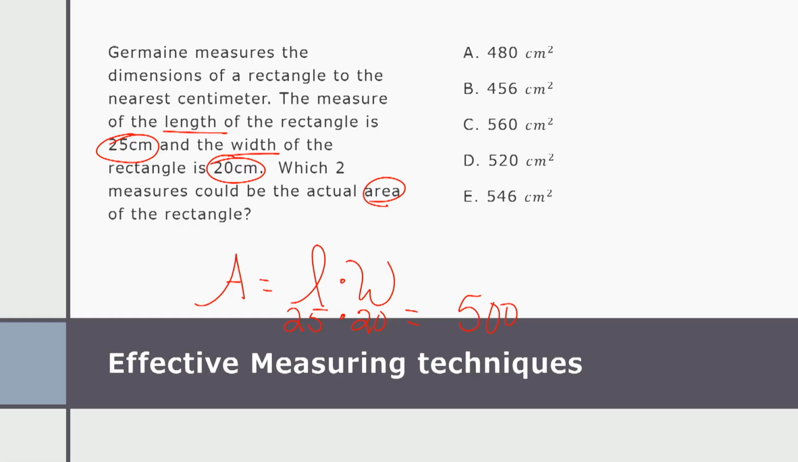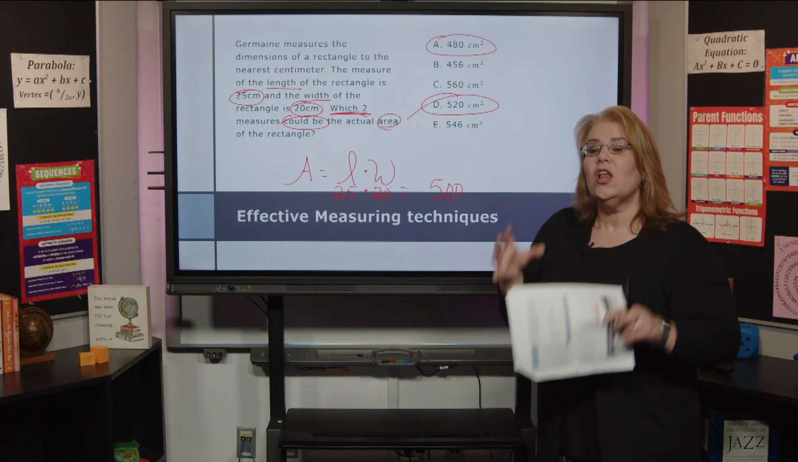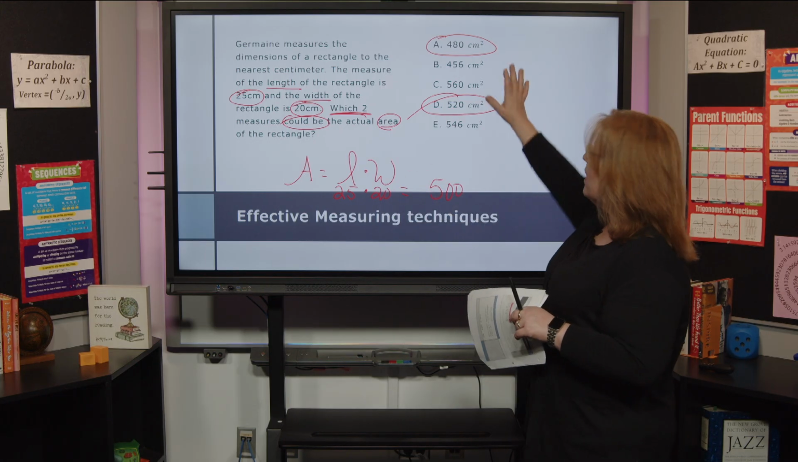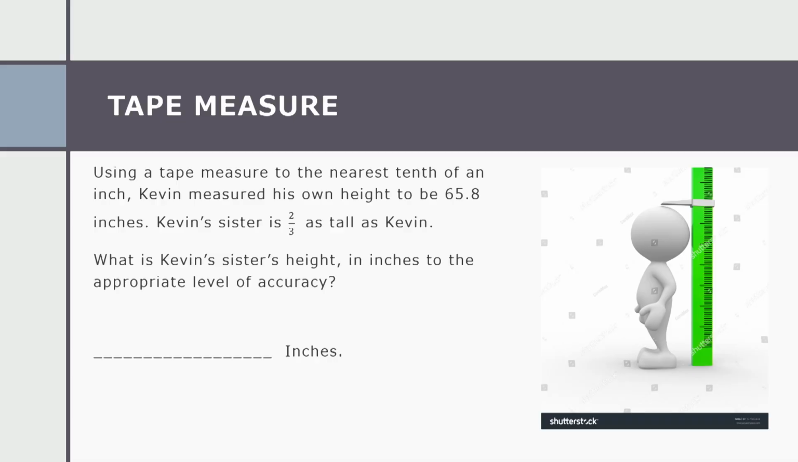So it asked me which two could be the actual area. So if 500 is the answer that I got, multiplying 25 times 20, I would say I could go 20 below it and I could go 20 above. And that's how I could look at this type of problem, get the answer, and then pick from our number choices. Good job. All right, let's look at our next one. Tape measure.